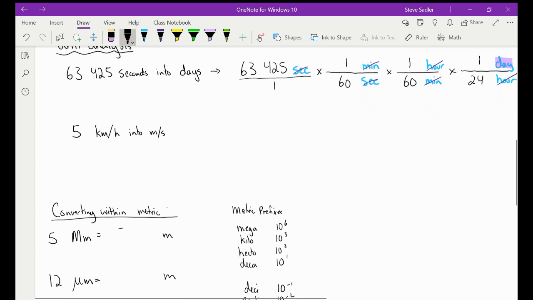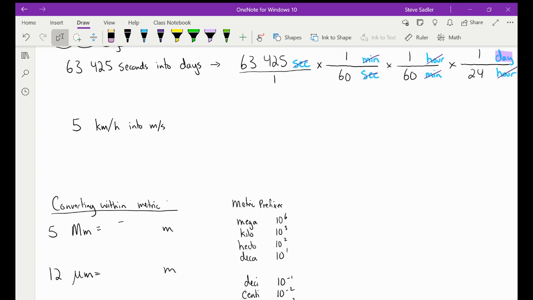So in this case, we have 2 units. We have 5 kilometers per hour, so we have kilometers and hours, and we're going to convert that into meters and seconds. So the easiest way to write this is 5 kilometers, and that's in 1 hour, right? You don't have to write that 1 hour, but it's important that you write the units as hours in the bottom, kilometers in the top. That's what's happening. It's kilometers per hour.